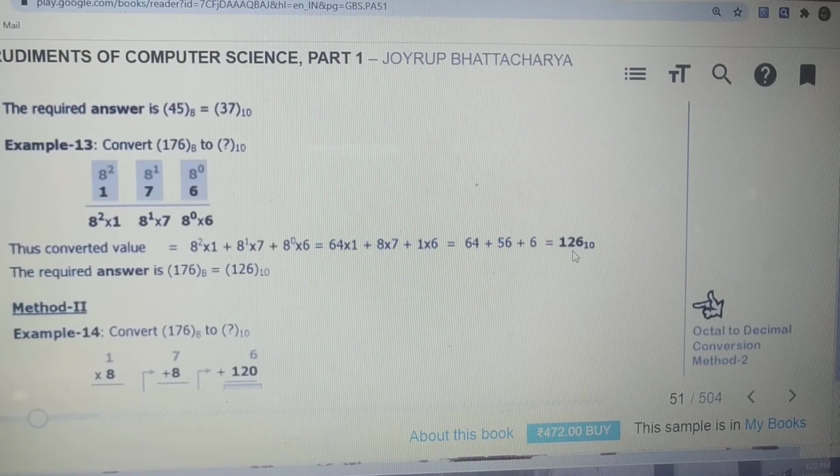The double conversion method is actually not coming, so we will skip that one.